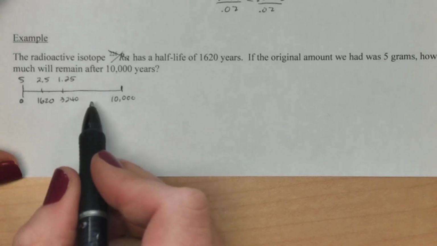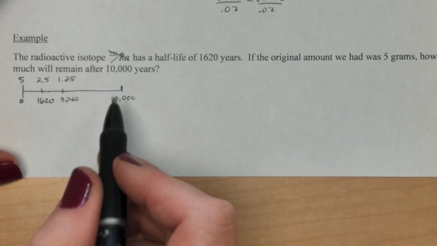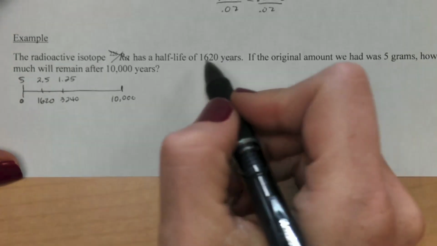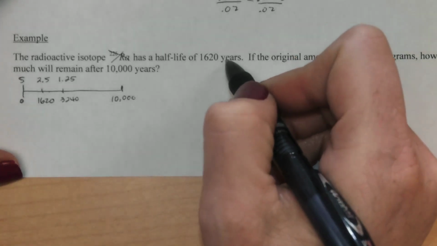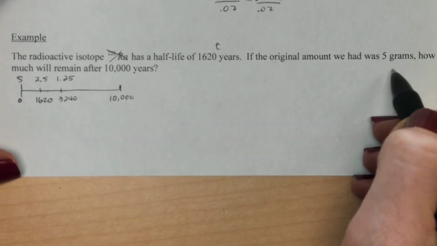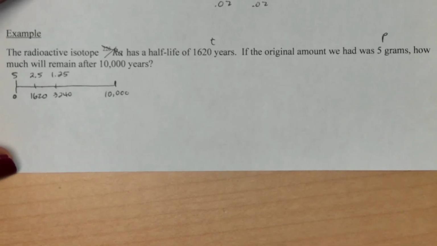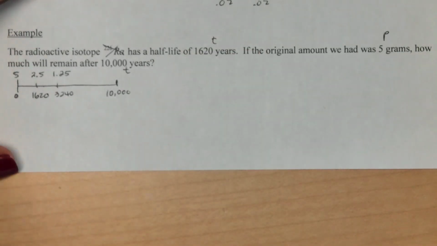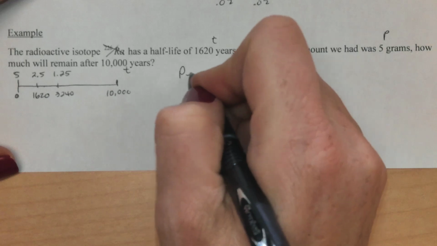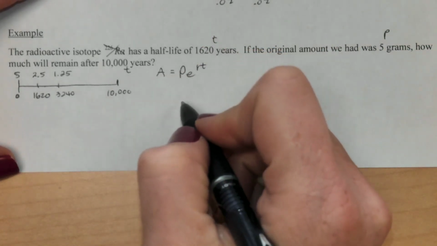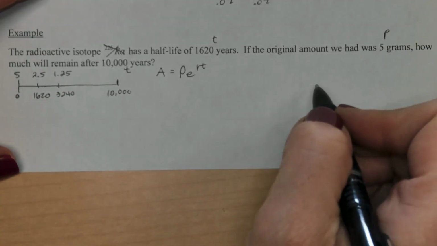So I could keep doing this pattern, see how close I can get to 10,000, maybe doing some guessing and checking, but we can actually solve it a little bit faster. Looking through my numbers, I've got 1,620 years, that's a time, so I want to make sure I label that. The original amount, that's P, my starting amount. And how much will remain after 10,000 years? That is another T. So here I am with 2 T's, but in my formula, A equals P e to the rt, I only have 1 T. So I need 2 separate equations in order to solve this problem.